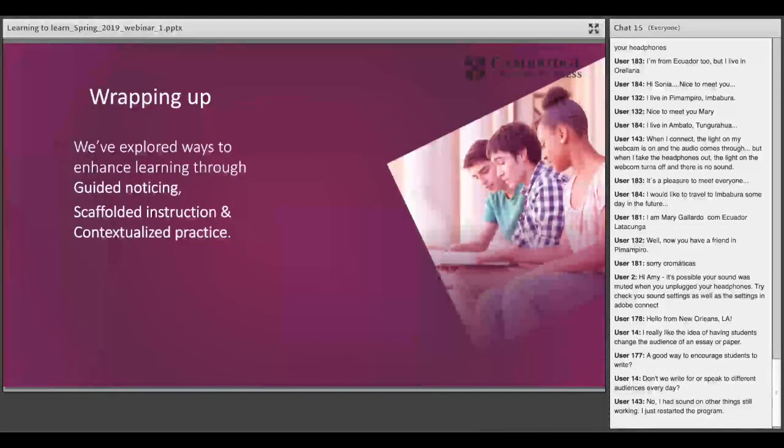So, in wrapping up, we have explored different ways. We've looked at guided noticing and ways that we can enhance how our students interact with texts. We've looked at scaffolded instruction and seen the importance of carefully moving from tightly controlled, like we're so good at in grammar classes, to more open-ended and contextualized practice.